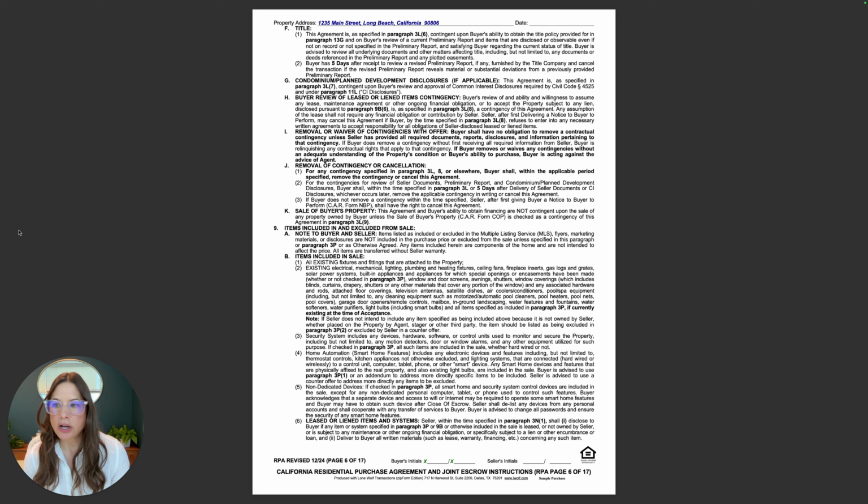The HOA docs, you have an opportunity to review the HOA docs. Lease and lien items, you have the opportunity to review all those leases or liens. Sometimes people get solar and instead of paying for it, it's a lien on the property.